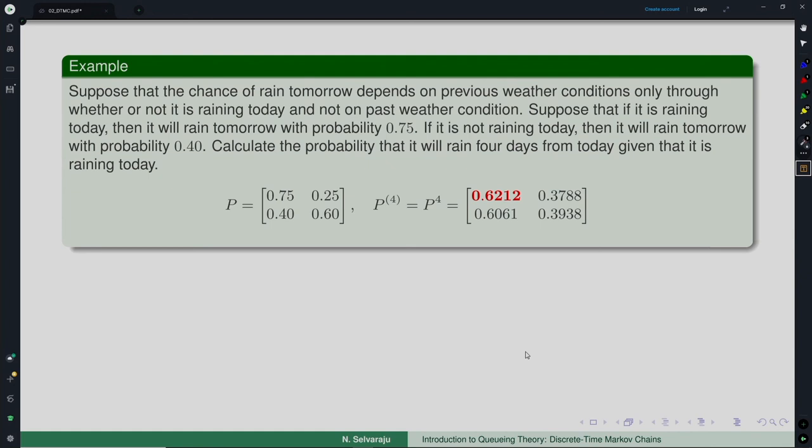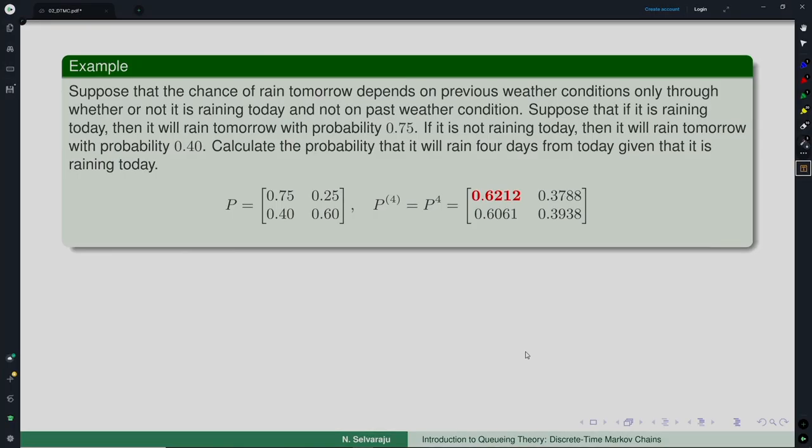Suppose the chance of rain tomorrow depends on the previous weather conditions only through whether or not it is raining today, and not on the past weather conditions. So, we are assuming yesterday's condition does not play a role in whether there is going to be rain tomorrow, and that today is what plays a role. Suppose if it is raining today, then it will rain tomorrow also with probability 0.75, and if it is not raining today, then it will rain tomorrow with probability 0.4.